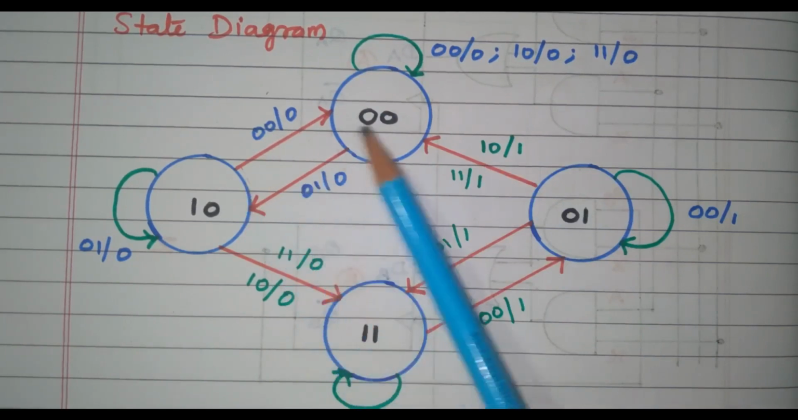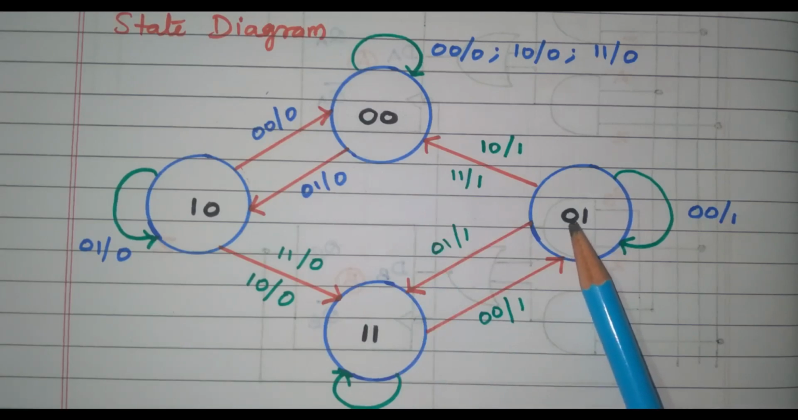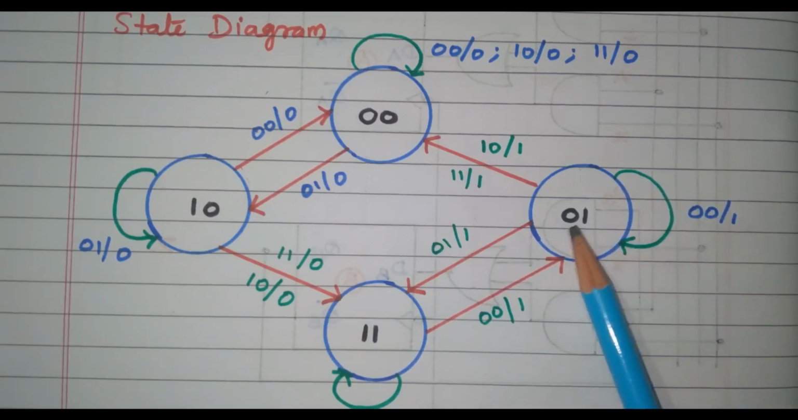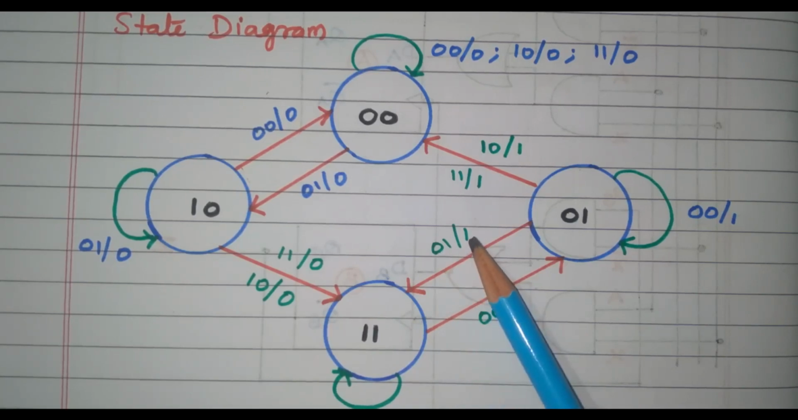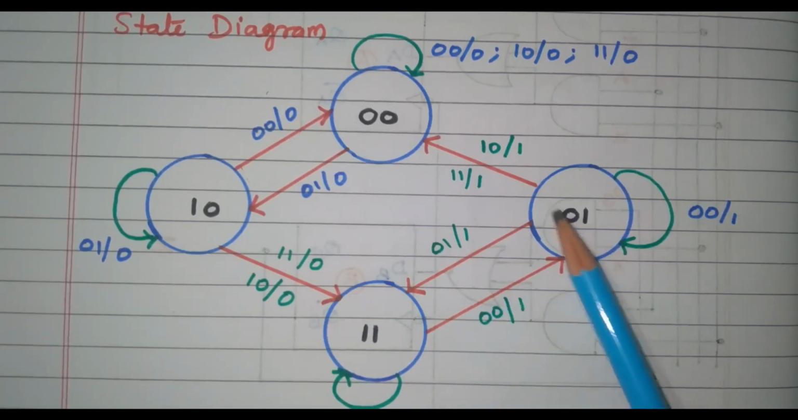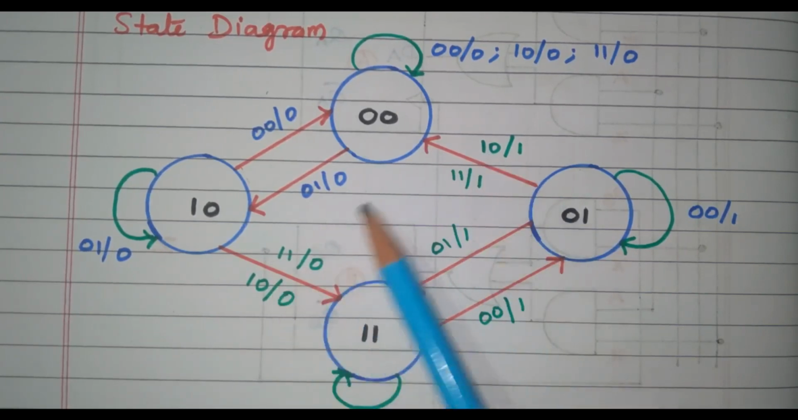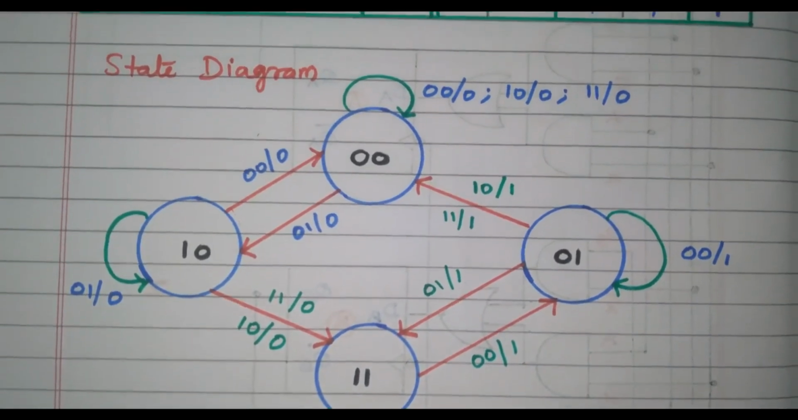So similarly, we can go for other terms, that is, 0 1 goes to 0 1 itself, for 0 0 the output is 1. This 0 1 goes to 1 1 for 0 1 with output 1. This 0 1 goes to 0 0 for 1 0 1. So like that we can develop the state diagram. We will go for one more combination.